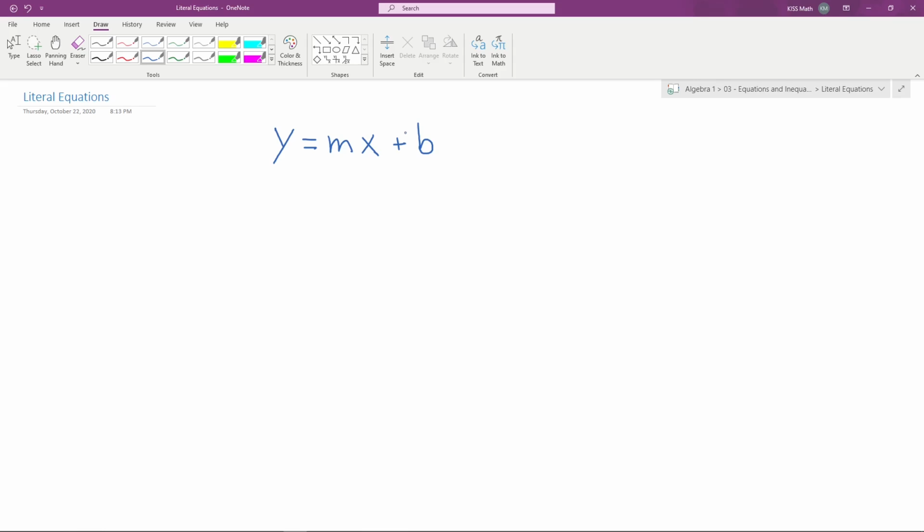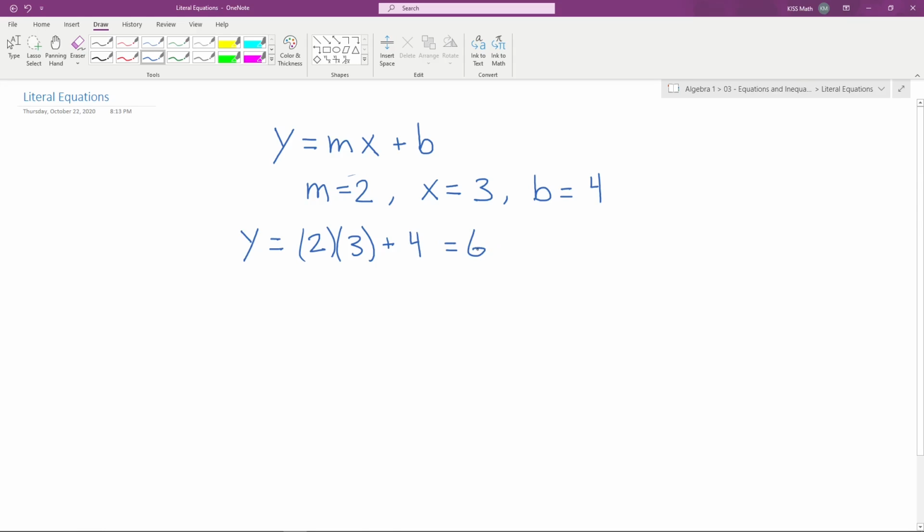If I never tell you what the values of m, x, and b are, then this is as far as you can go. But if I tell you that m is equal to 2, x is equal to 3, and b is equal to 4, well then I can substitute all these values in and solve for y. So I would have y equals 2 times 3 plus 4, which is just 6 plus 4 and 10.